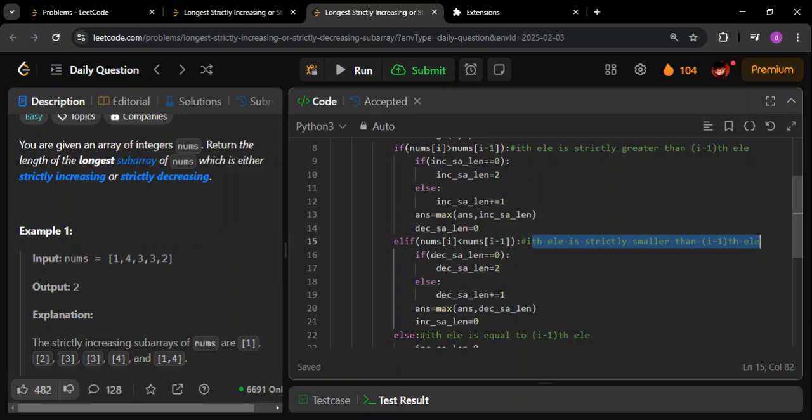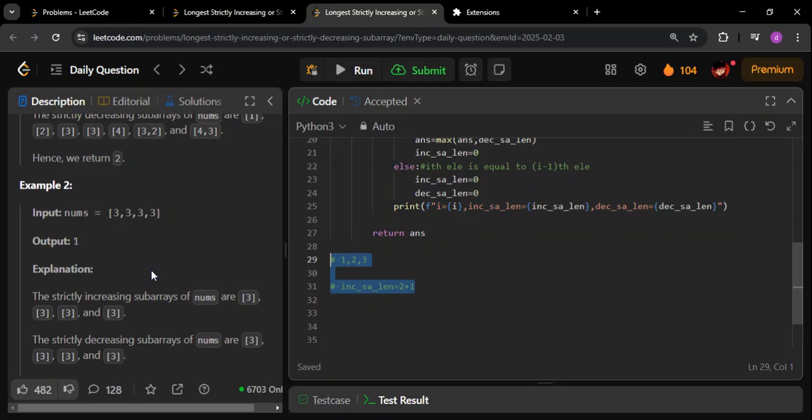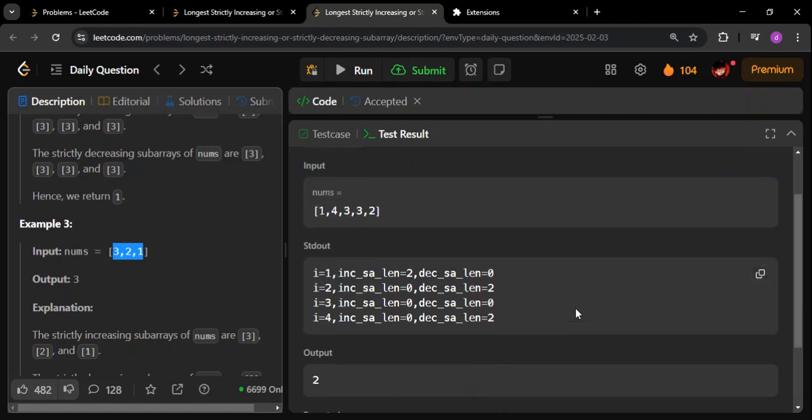So the ith element is strictly smaller than its previous element. In that case, that means we are going to see a strictly decreasing subarray. For that reason, same thing here: if the decreasing subarray length was 0, we make it 2. If it is non-zero, simply increment it by 1. The logic is the same as what I explained with the increasing subarray, but now take the example of a decreasing subarray. You can go to example number 3, which is a very good example of a decreasing subarray. I will explain this when I show you the log outputs.